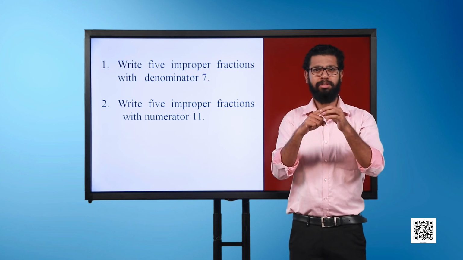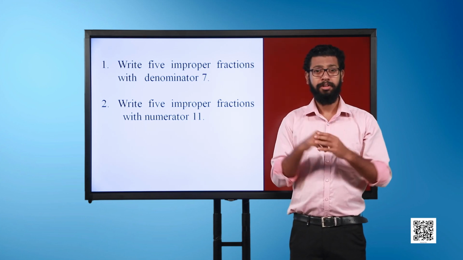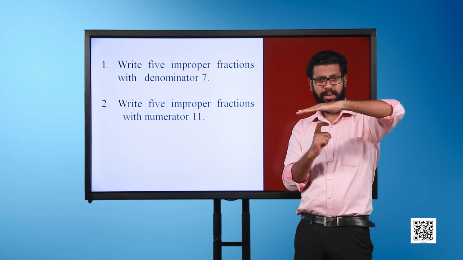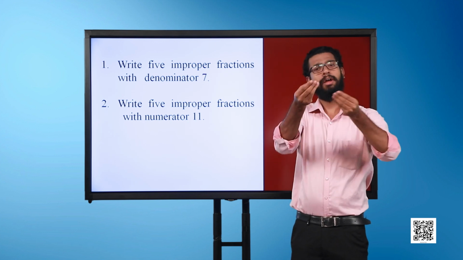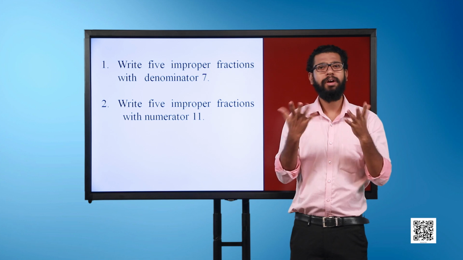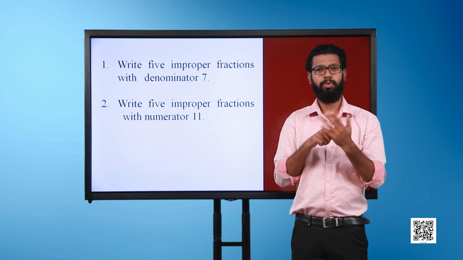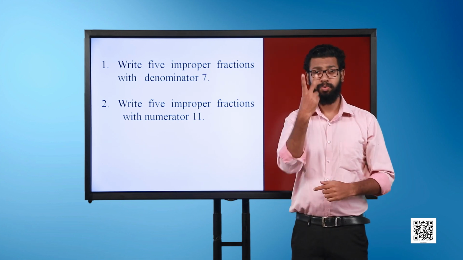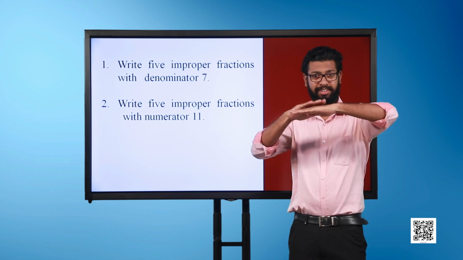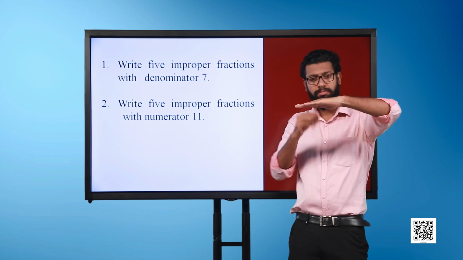(1) Write 5 improper fractions with denominator 7. (2) Write 5 improper fractions with numerator 11.